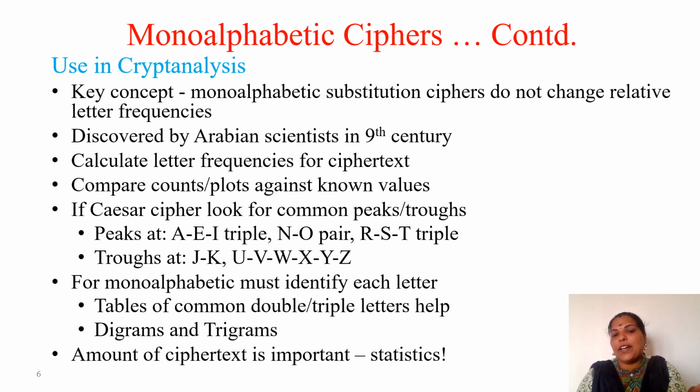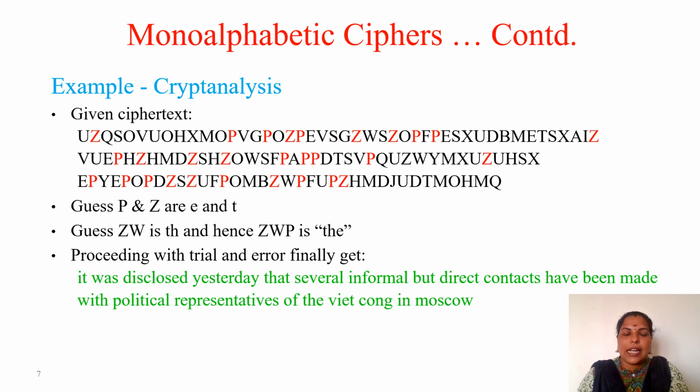So the amount of ciphertext is important. That is, statistics plays a vital role in this type of cipher. We can see one example here. A ciphertext is given. The attacker breaks the crypto system by guessing P and Z as E and T, and for ZW it is TH. So ZWP means "that". Proceeding with trial and error, finally the attacker breaks the crypto system and the message is disclosed.